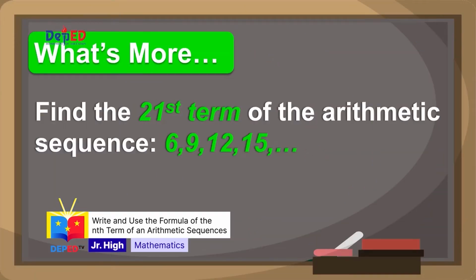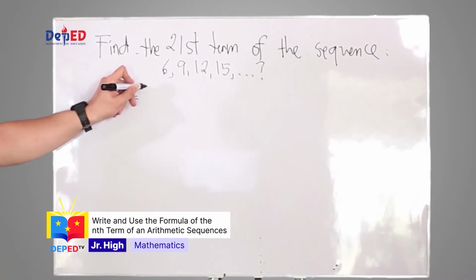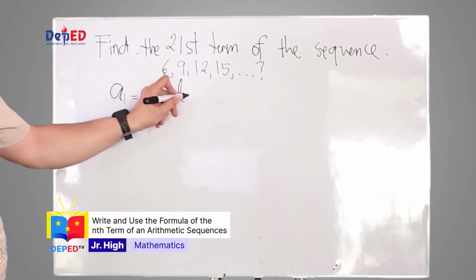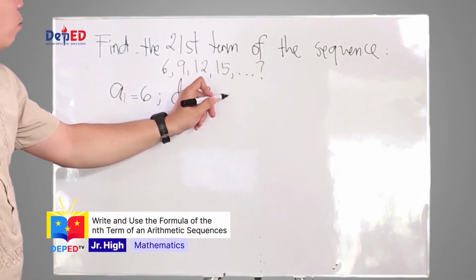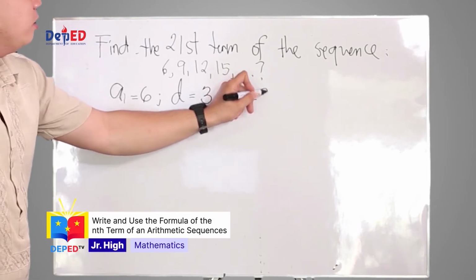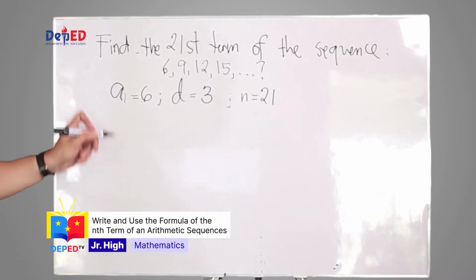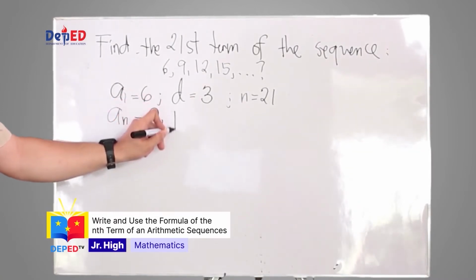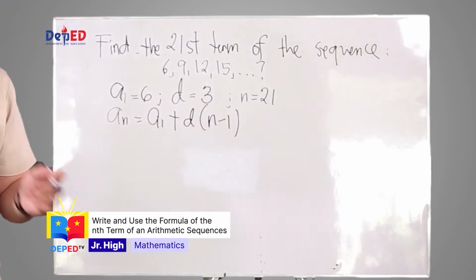From the sequence, we can see that our a sub 1, or the first term, is equal to 6. Our difference is equal to 3, and our n is equal to 21. Using the formula, a sub n is equal to a sub 1 plus d times n minus 1, we will substitute these values.